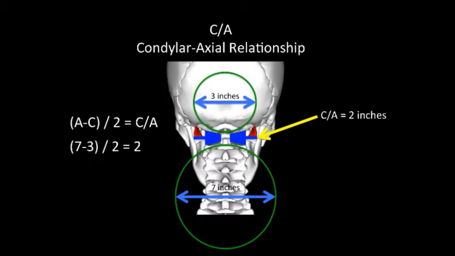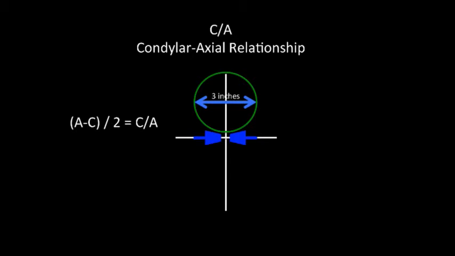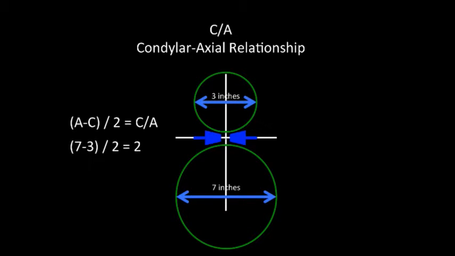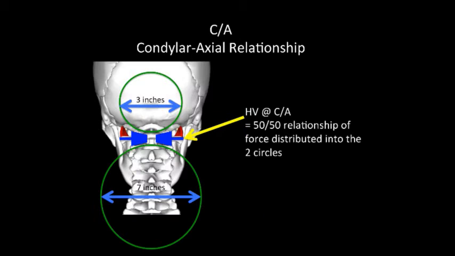And so in this example, even though we're showing a positive value for the C over A, this 2-inch vector coming in like this still delivers the force equally into the condylar circle and the axial circle, because remember, this smaller circle is going to tend to rotate more easily. So again, simplifying this, taking away the structures, 3 inches above, 7 inches below, 7 minus 3 divided by 2 equals a 2-inch value for that C over A.